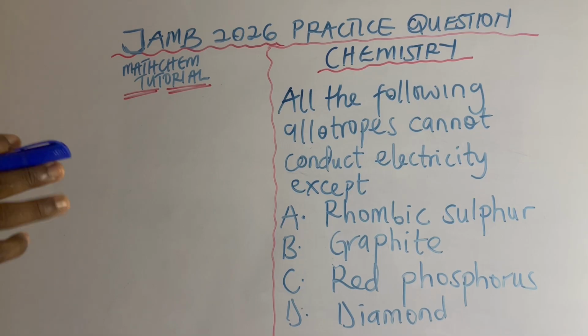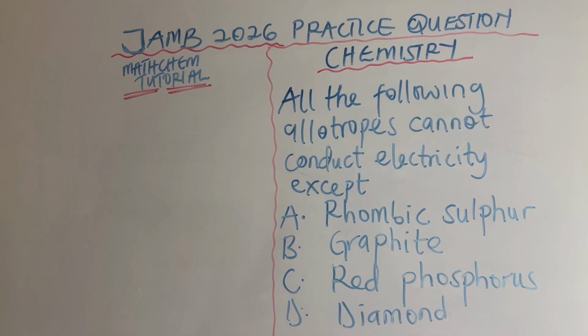The question says that all the following allotropes cannot conduct electricity except which one? Is it rhombic sulfur? Is it graphite? Is it red phosphorus? Is it diamond? Now let's start from this. What is rhombic sulfur? And what is sulfur itself?